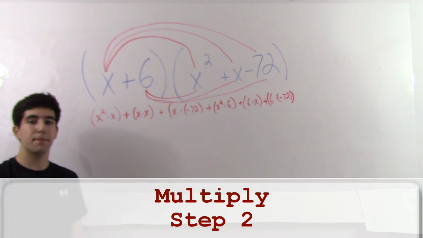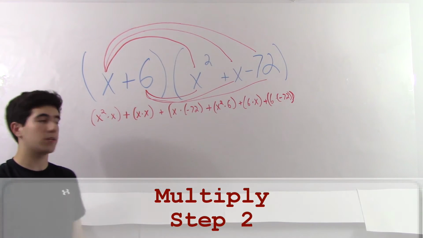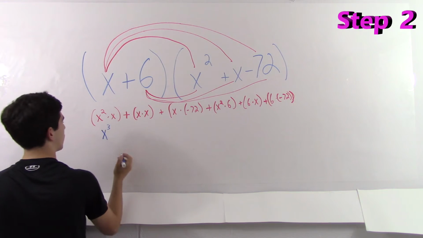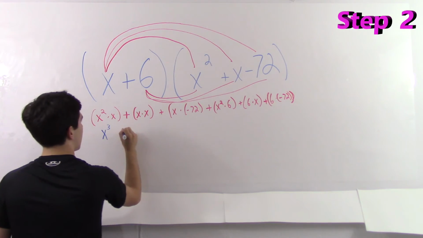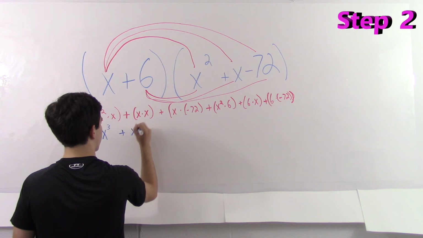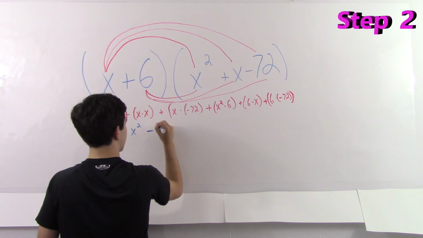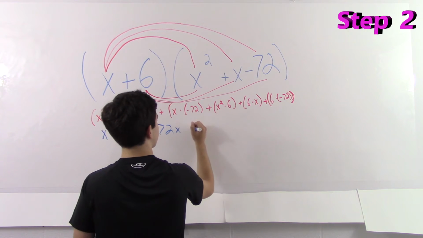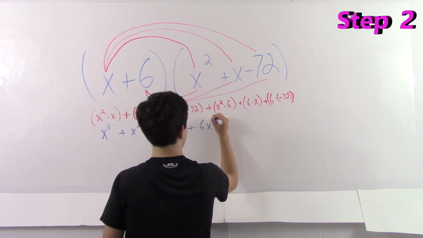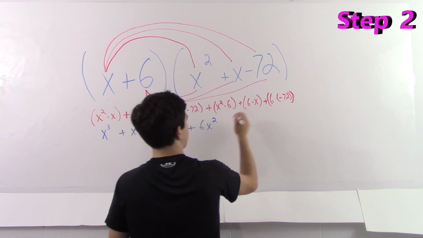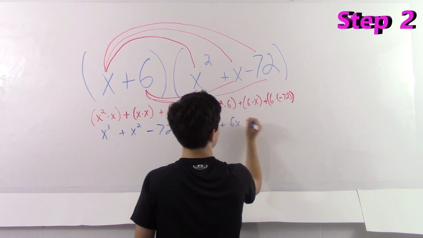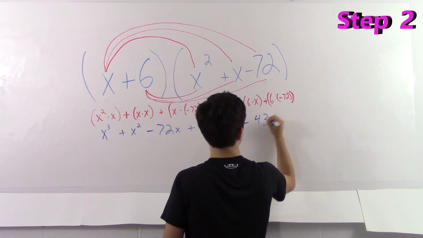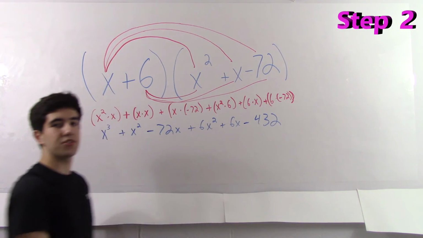Your second step is again to multiply what you just distributed. X squared times x is x to the 3rd power, or x cubed. X times x is x squared. X times negative 72 is negative 72x. X squared times 6 is 6x squared. And 6 times x is 6x. And 6 times negative 72 is negative 432. And that's your second step.